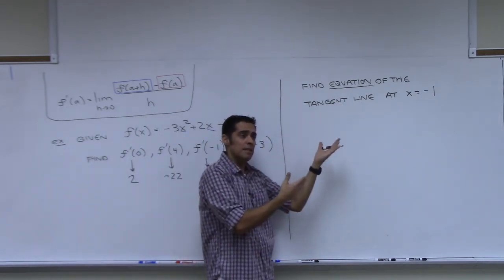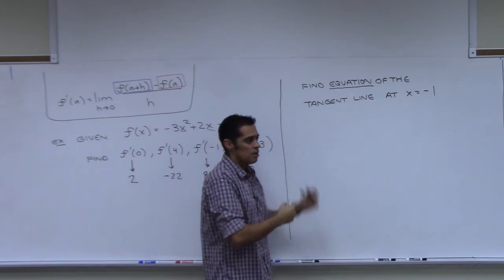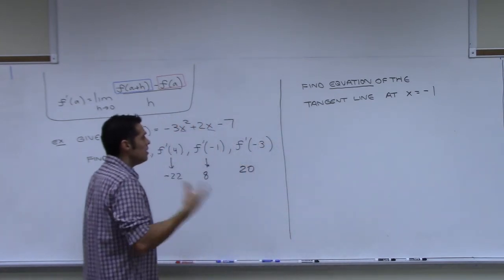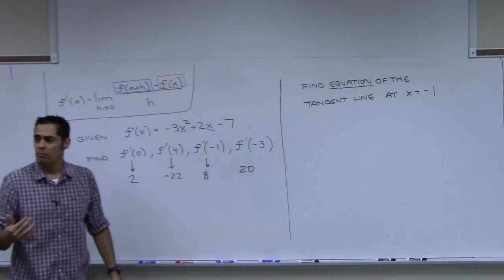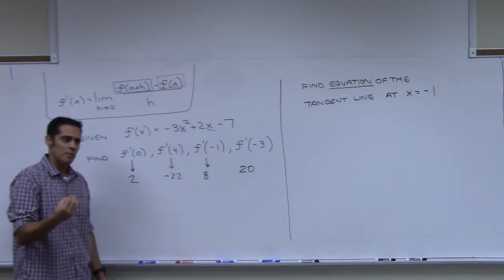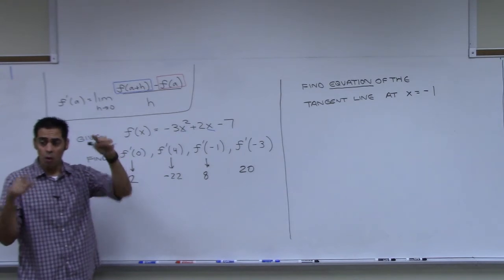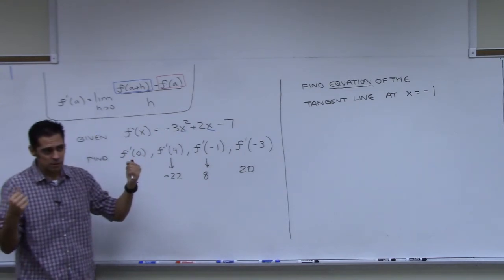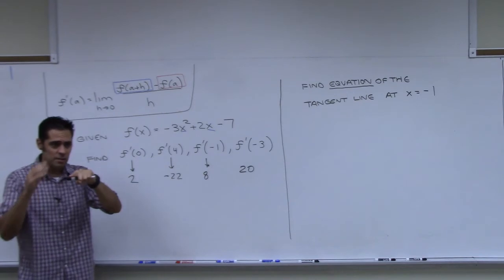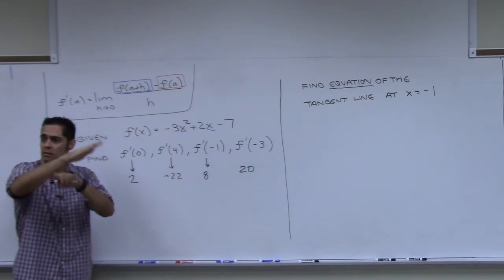And that line needs to be the tangent line to that curve. So what do you need to come up with the equation of a line? What information do you need in order to come up with an equation for any line? You either need 2 points or a single point and the slope of the line.